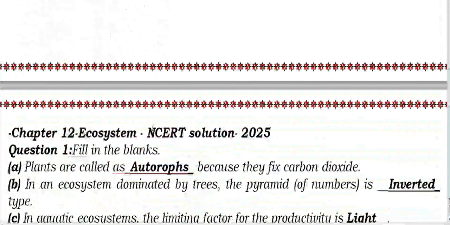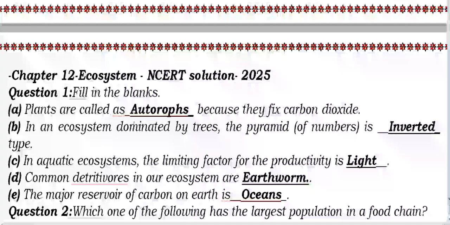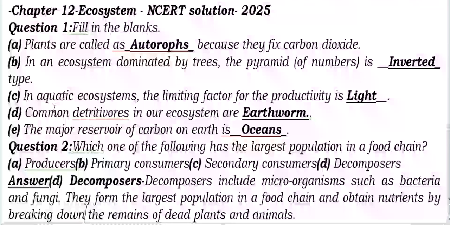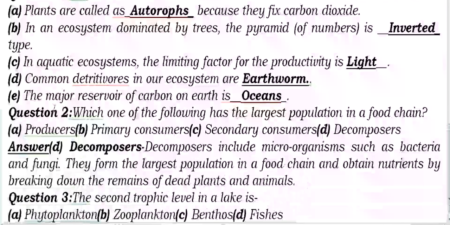Now the question answers, fill in the blanks. Plants are called autotrophs because they make their own food. In an ecosystem dominated by trees, the pyramid of number is inverted. In an ecosystem, the limiting factor is light. The common native earth organism is the earthworm. The major reservoir of carbon on earth is the ocean.